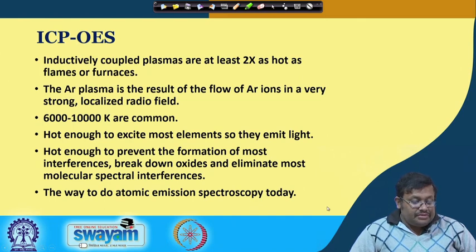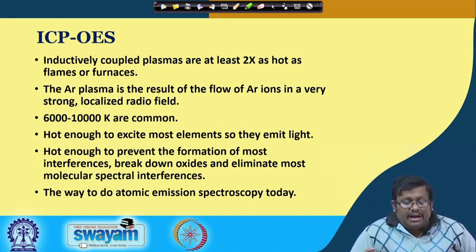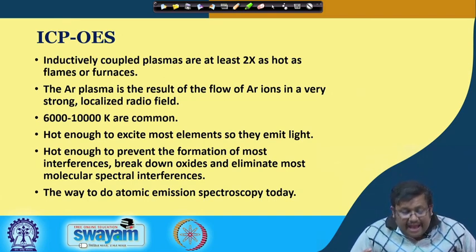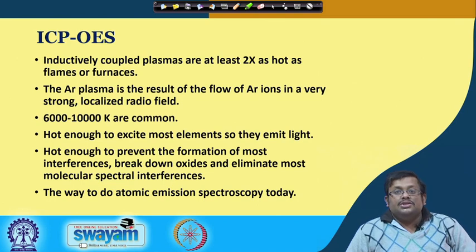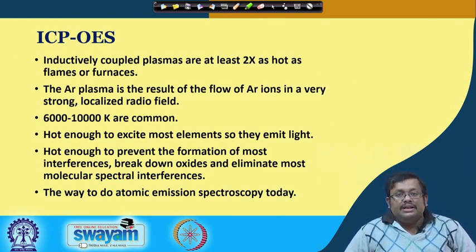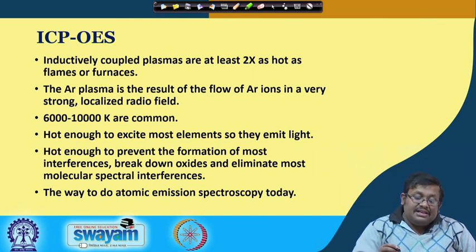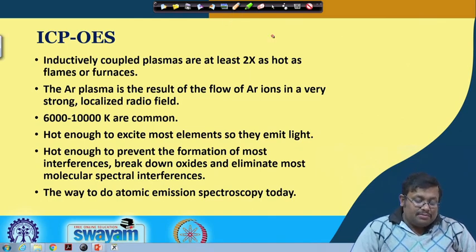ICP is basically inductively coupled plasma, and it is at least 2 times as hot as flames or furnaces. If you remember, in flame photometry the source of excitation is generally the flame, generated through LPG gas. However, in ICP we generate plasma instead of flame, which is 2 times hotter. And this is basically argon plasma.